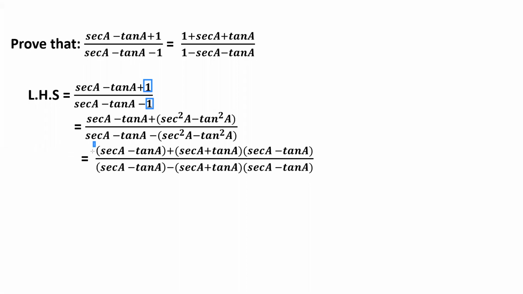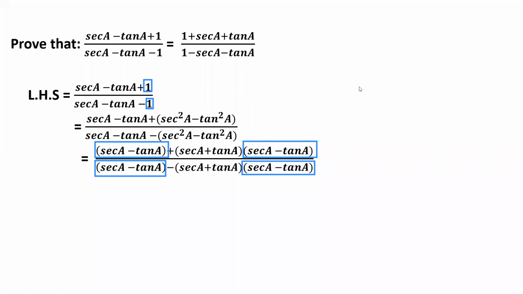If you look at here, this sec A minus tan A, and here this one is sec A minus tan A. This is the common. We can take a common here. In the denominator, also the similar thing you can see here. See, it is sec A minus tan A, and here this is sec A minus tan A. I can take common in the denominator as well, right?